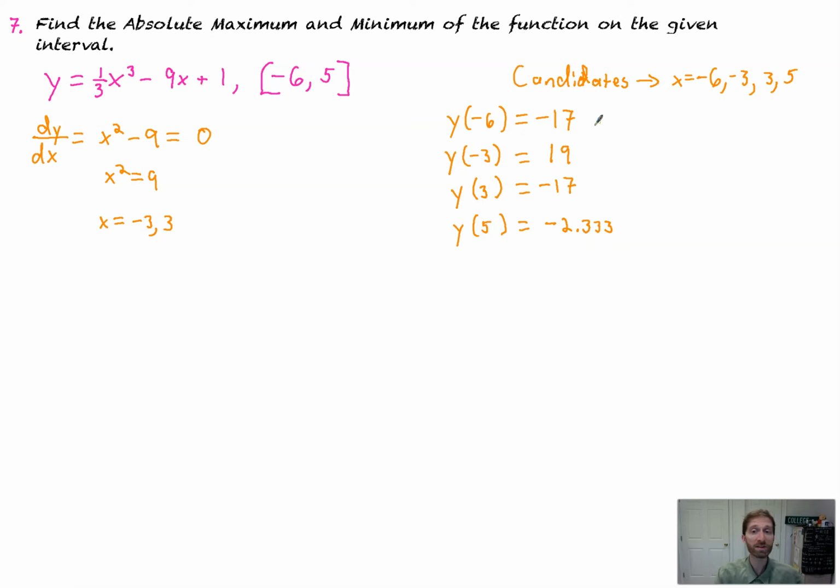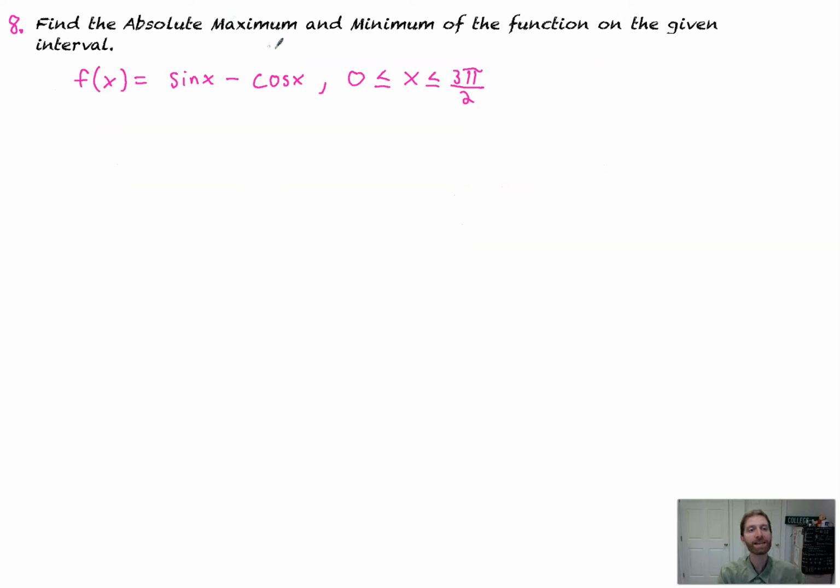The lowest y value here is negative 17. So we've got the minimum, and 19 is the max. Now, the minimum is negative 17, and it occurs at both x equals negative 6 and x equals 3. The maximum is 19 and occurs at x equals negative 3. That's it. This one's just an endpoint. Oh well. All right, so on to the next one.